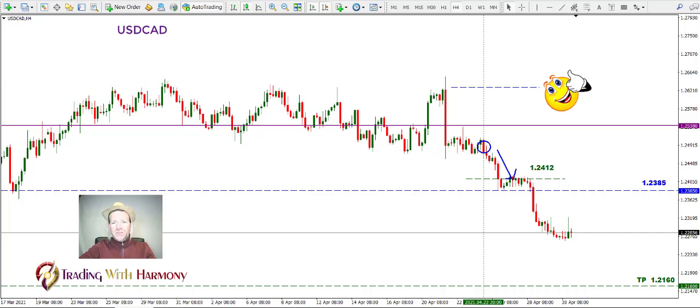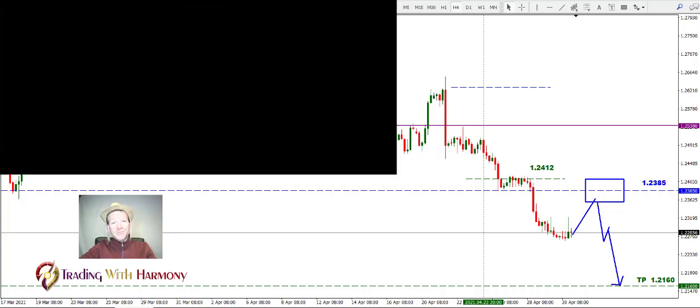So for this week coming, what we're looking at is for better risk reward. If we can get price to come back up into this structural area here, being the 1.2385 area, and then looking for price to continue down south to hit our new TP level, being the 1.2160 in the dollar Canadian.